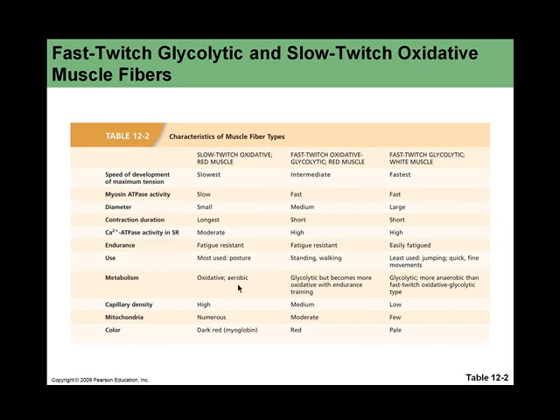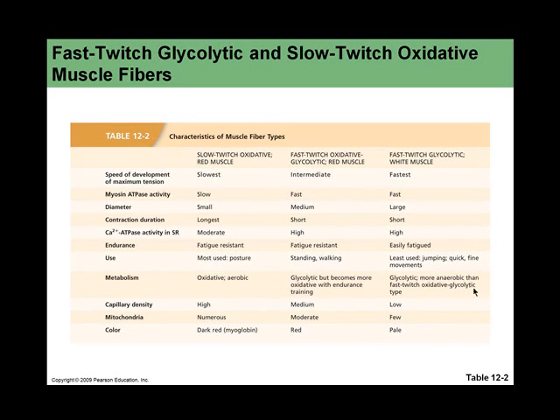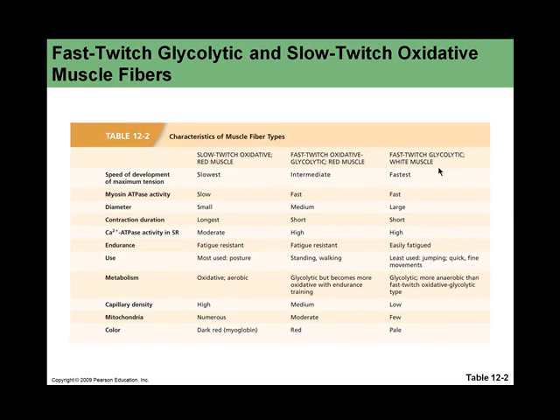Under metabolism, we have oxidative and aerobic, and then the glycolytic, but sometimes more oxidative with endurance training under the intermediate, the fast twitch oxidative glycolytic red muscle. The glycolytic, more anaerobic than fast twitch oxidative glycolytic type, of course contributes to the higher rate of fatigue in the fast twitch glycolytic white muscle.